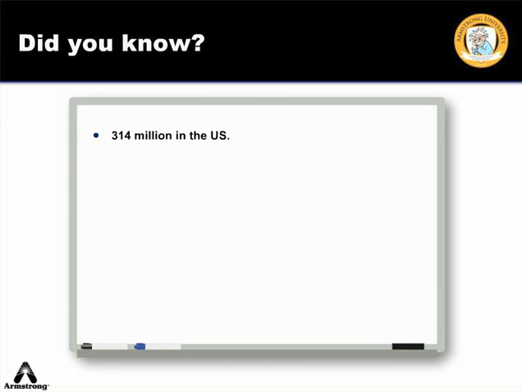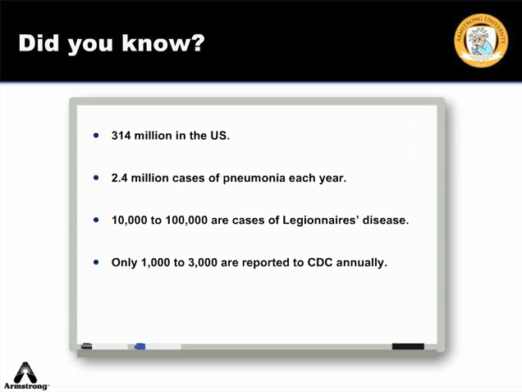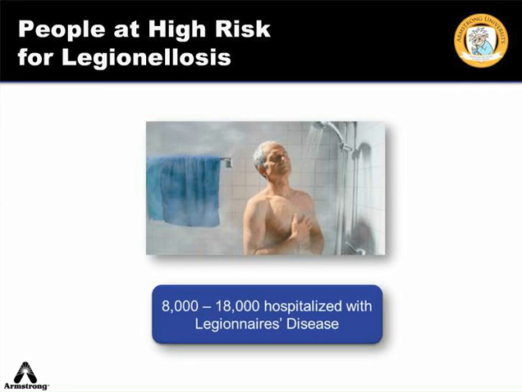Out of over 314 million people in the United States, there are 2.4 million cases of pneumonia each year. 10,000 to 100,000 are cases of Legionnaires' Disease. Only 1,000 to 3,000 are reported to the Centers for Disease Control, CDC, annually. Each year, 8,000 to 18,000 people in the United States alone are hospitalized with Legionnaires' Disease. Legionnaires' disease is usually treated successfully with antibiotics, but can sometimes be fatal.